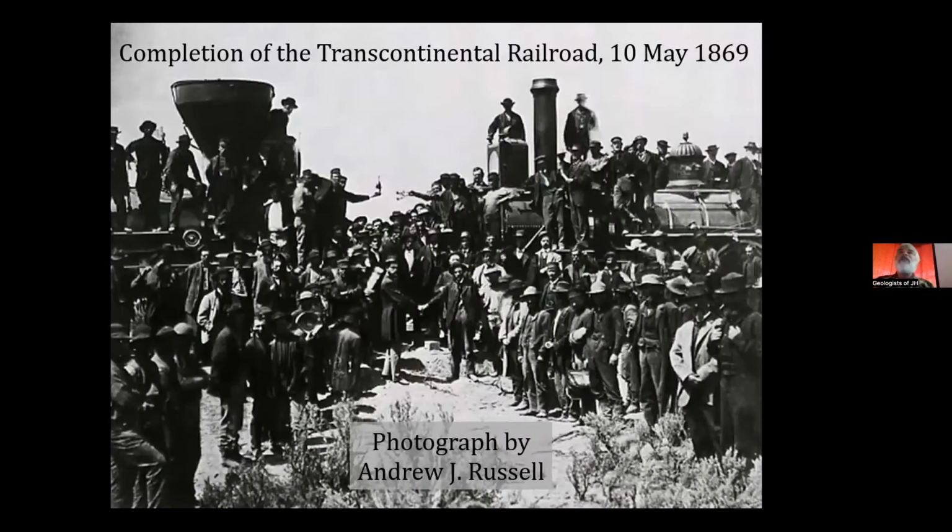The first photos we're going to look at are by this fellow, Andrew J. Russell. This is his most famous photo. It's where the Union Pacific and the Central Pacific came together at Promontory, Utah, on the 10th of May, 1869, putting in the Transcontinental Railroad. And Russell was sort of an official, unofficial photographer for them.